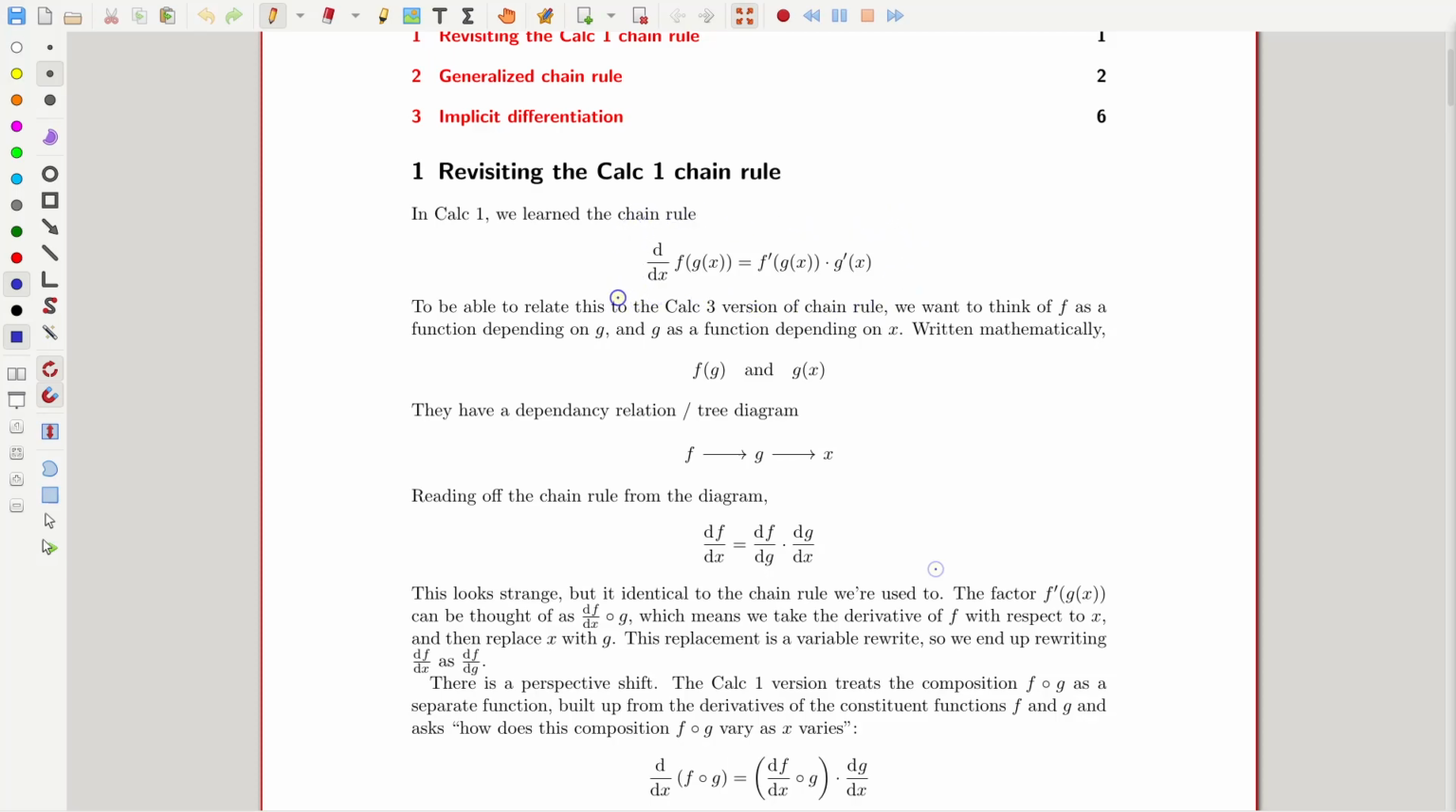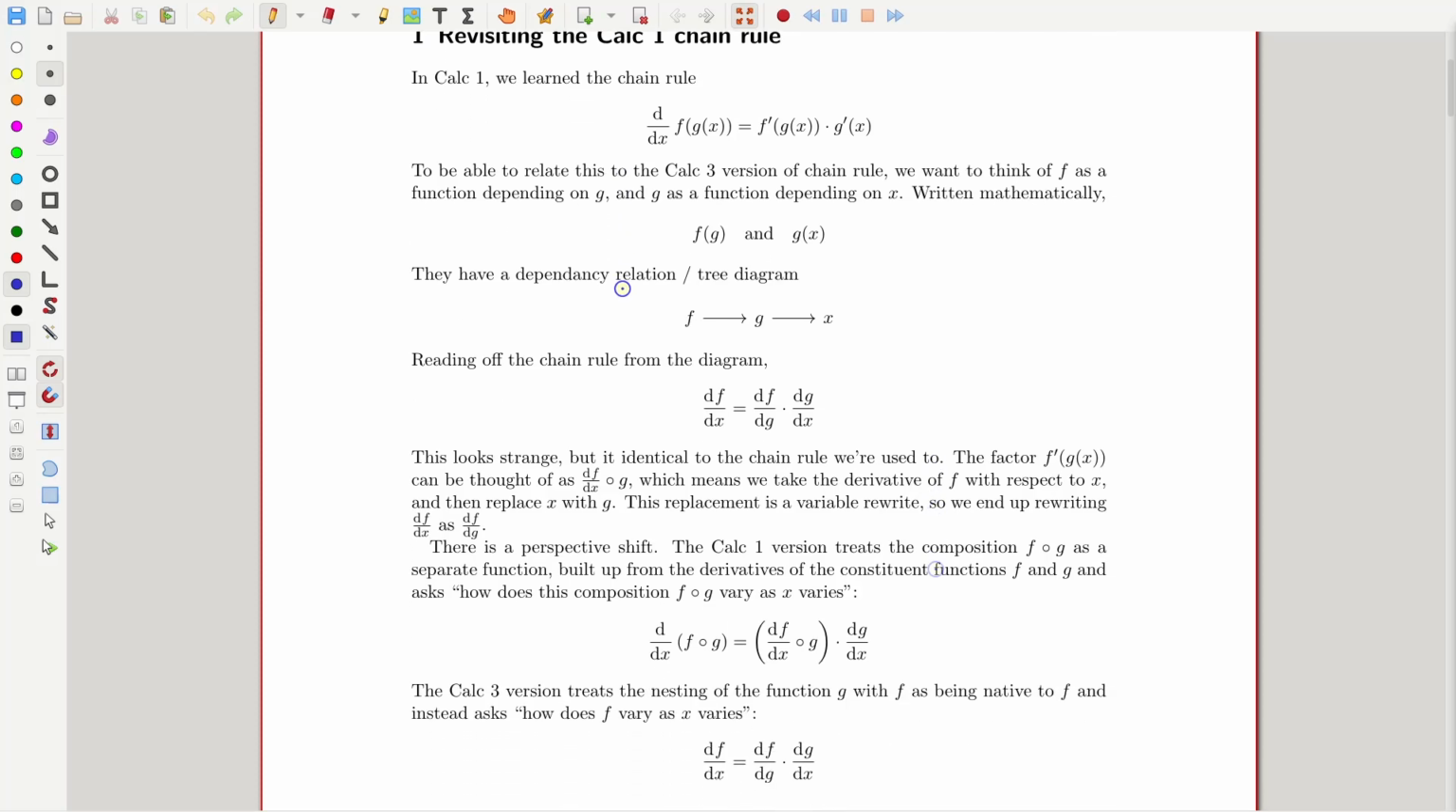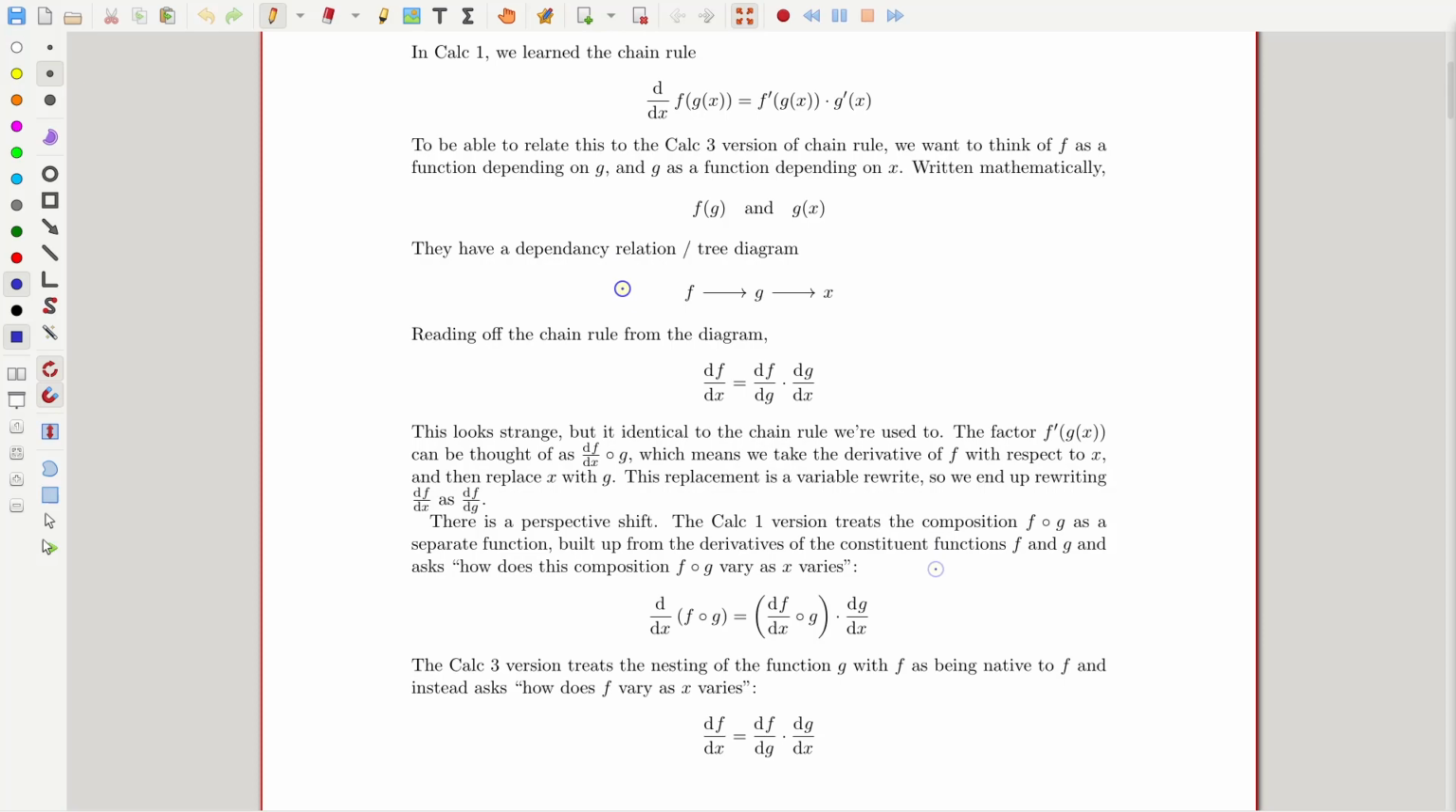What happens in the Calc 3 version of chain rule is there's a change in perspective, which is specified down here. In the Calc 1 version, we think of the chain rule as being the derivative of this composite function f composed with g, and then we know about the derivatives of f of x and g of x, and so we kind of stack things together.